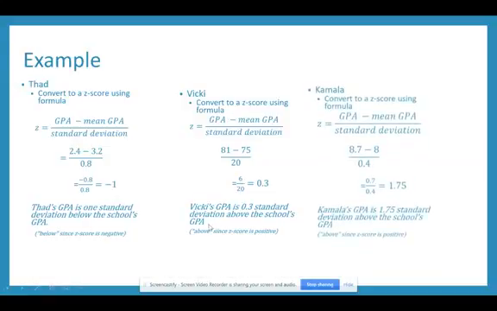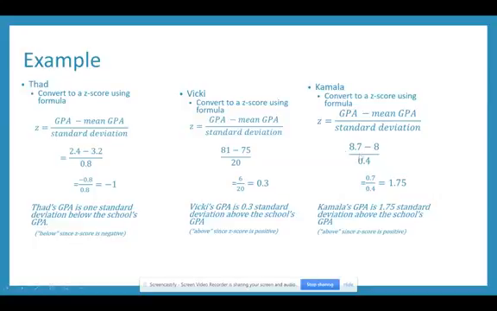And finally, Kamala, we took Kamala's GPA, which is 8.7, minus the school average GPA of 8, divided by the school standard deviation, which is 0.4. Do the subtraction in the numerator first. So we have 0.7 divided by 0.4, which is 1.75. Again, it's a positive value. Kamala's GPA is 1.75 standard deviations above the school's average GPA.